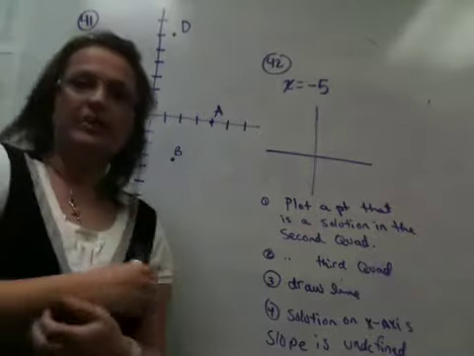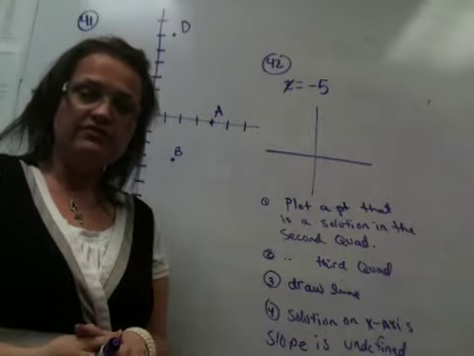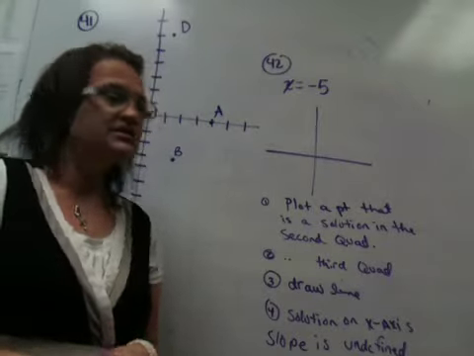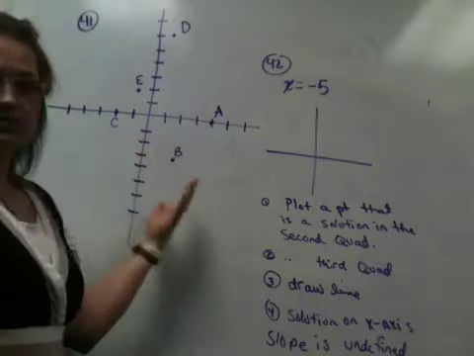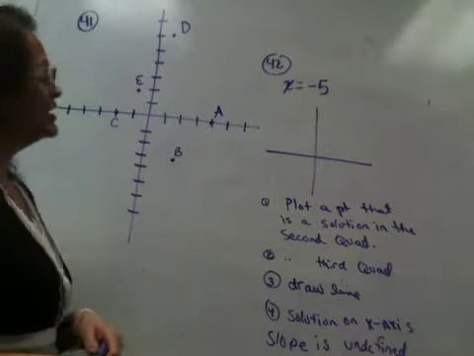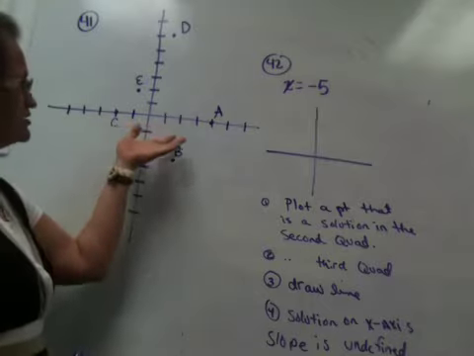Okay, I want to talk to you about graphing from Chapter 7 for your Math 110 class. This is number 41 on your study guide, and it asks you to label some points that are plotted. This is a Cartesian plane.